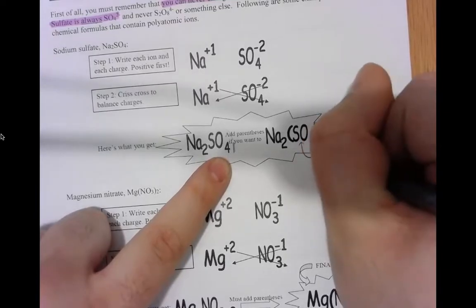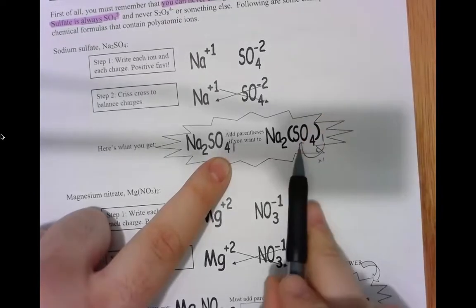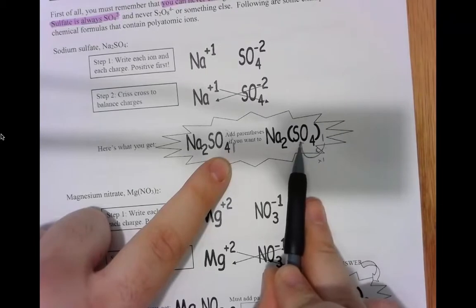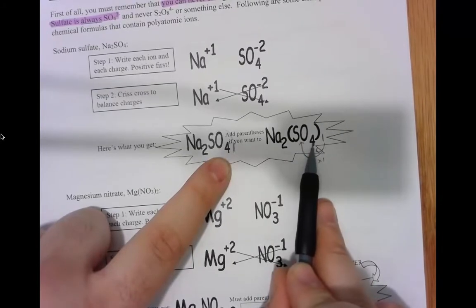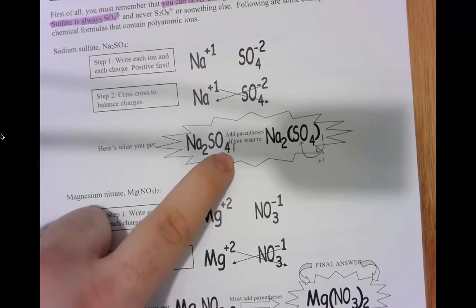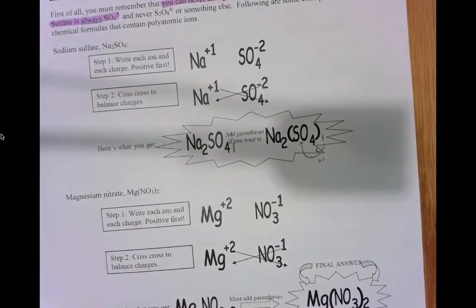And remember, just like in math, we multiply by 1. So this tells us there is 1 sulfate and 4 oxygens. So it might seem a little redundant, but the next one will make a little bit more sense on why we have to use parentheses.